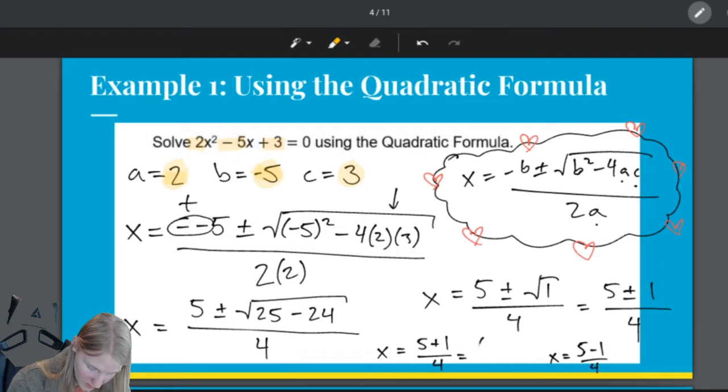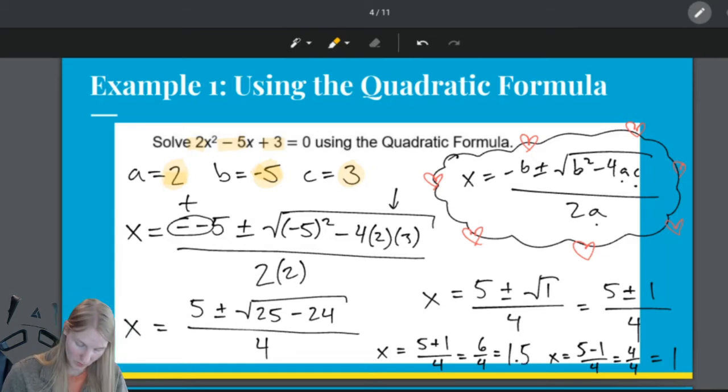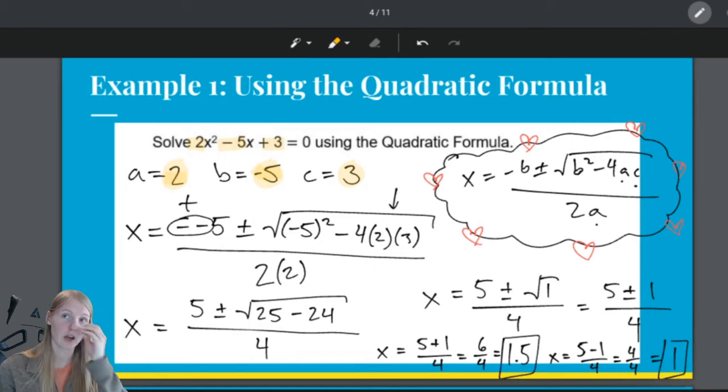So 5 plus 1 is 6, 6 over 4. 5 minus 1 is 4, so that's 4 over 4. That's just 1. And 6 over 4 is 1 and 1/2, 1.5? Yeah, 1.5. You can write it like this, or you can write it like this, whatever you want. And our final answers are right here: 1.5 and 1.